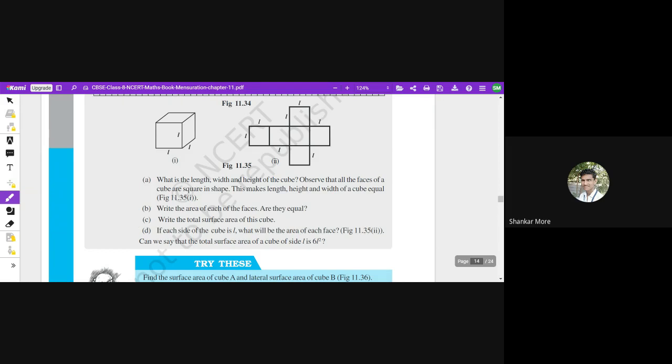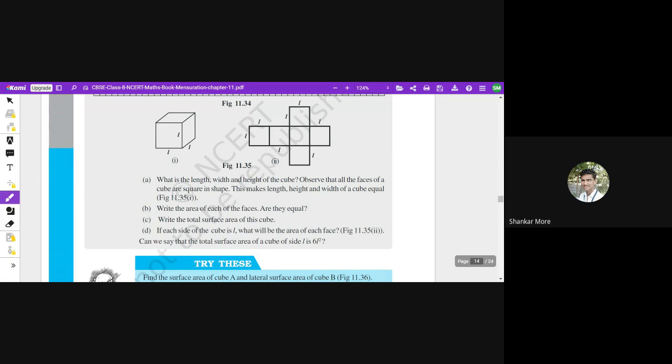Now write the total surface area of this cube. So total surface area of this cube will be what? Chalo, six faces hai, right? Har ek face ka jo surface area hai, that is L square. Isn't it? या A square और L square, आप कोई भी वेरिएबल इसमें यूज कर सकते हो, बट यहाँ पे हमें L दिया है तो हम L square यूज करते हैं, right? So it is going to be 6L square.